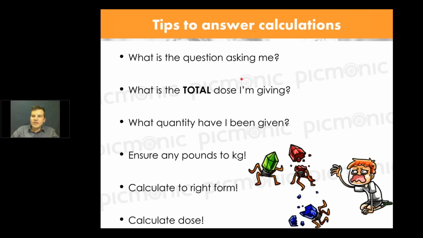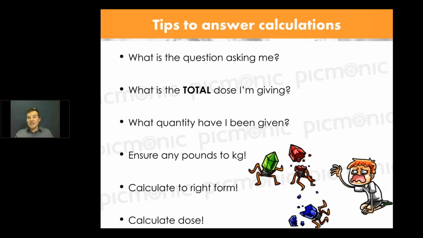The biggest thing with all of these, again, is make sure you don't miss the easy stuff. What's the question asking me? How much am I supposed to give? What's the quantity that I've been given? In the question, you should be writing these things out. Make sure you do all of your conversions, so pounds to kilograms, have it in the right amount, calculate to the right form, and then calculate your dose. We're going to run through these exact same steps with every single question.